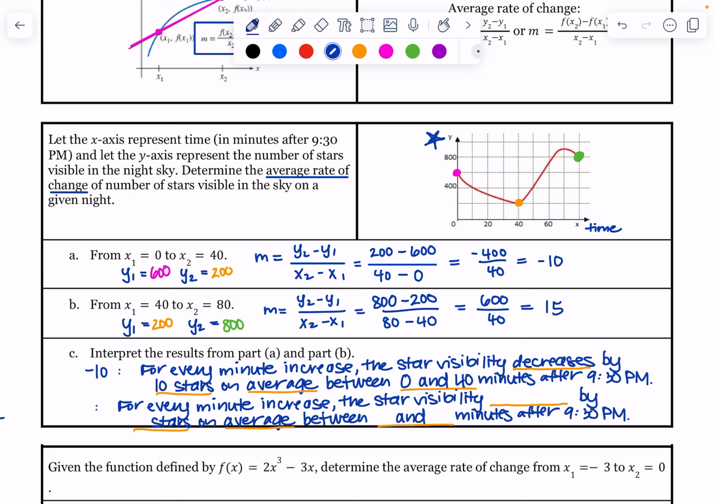Okay, so now when we're thinking about part B, it's 15. For every minute increase, the star visibility increases, because 15 is positive, by 15 stars on average between, this one goes from 40 to 80 minutes.